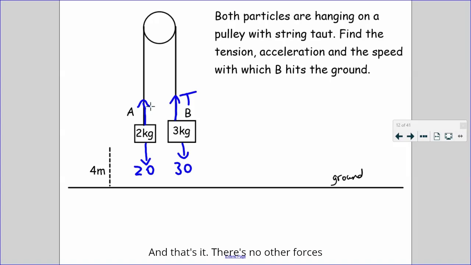And that's it. There's no other forces over here. Okay. So once we've done that, we can do F equals ma. Now, one more important thing: because it's only one string going round, this is the same string, right? The tension is the same. So I've labeled both of them T, right?